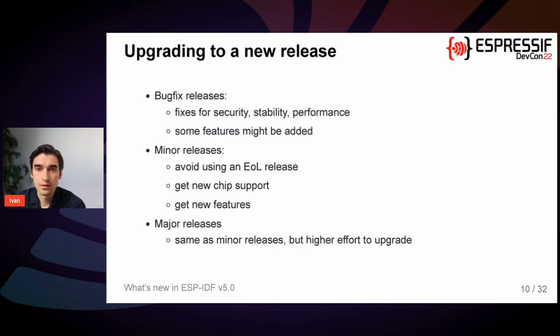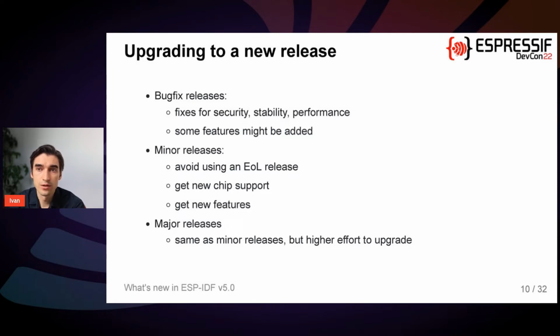If you are upgrading to bug fix releases, what you expect are fixes for security, stability, and performance. Sometimes, if you're using a newly introduced chip, you may also expect certain features to be added in a bug fix release. If you are upgrading to a minor release, typically upgrading to minor release is more work because more changes might happen. For example, the release notes for minor releases are typically longer than for bug fix releases. So you need to check more things when upgrading.